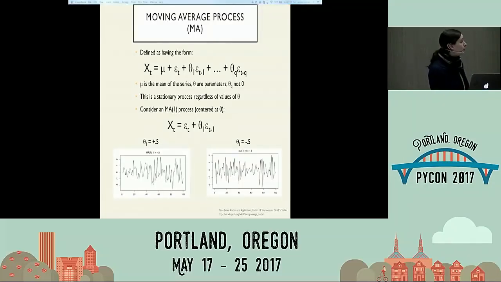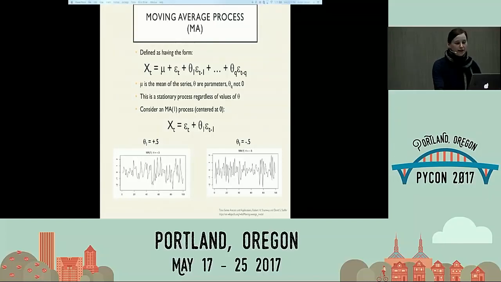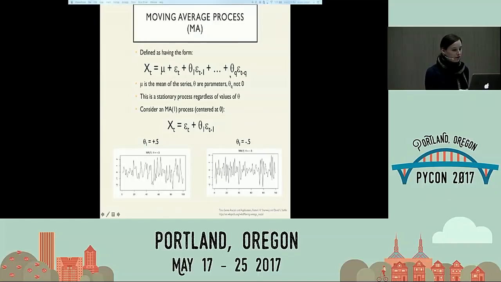The first is a moving average process. So a moving average process is defined as having this form. Your value is your mean plus a bunch of error terms going back in time. Mu is the mean of the series. The thetas are the parameters.